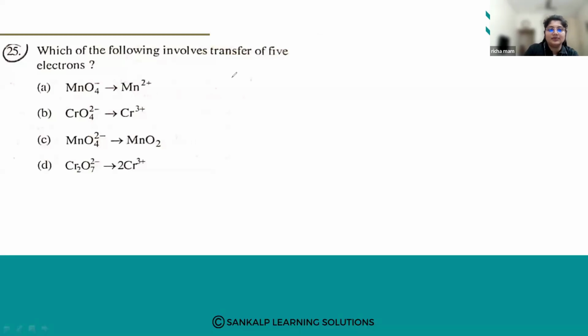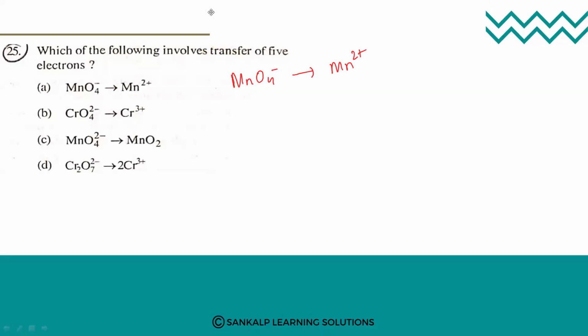So the first one is MnO4 minus to Mn2 plus. The second one is chromate ions, CrO4 2 minus, to Cr3 plus. The third one is MnO4 minus to MnO2. Then Cr2O7 2 minus, that is dichromate, to Cr3 plus. How are we going to tell the transfer of electrons? How are we going to find out?